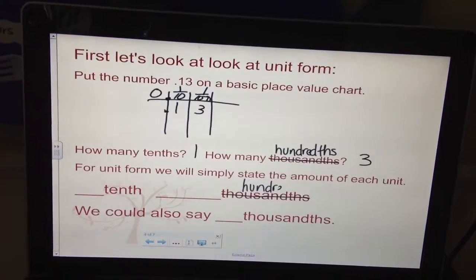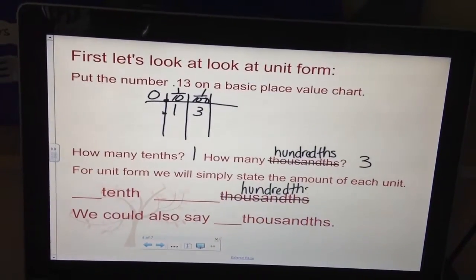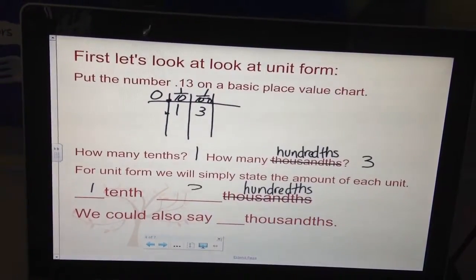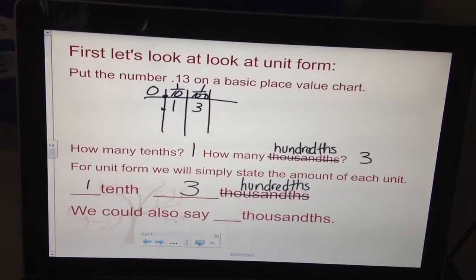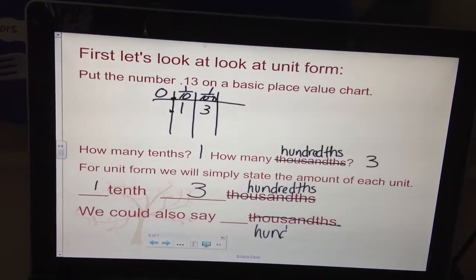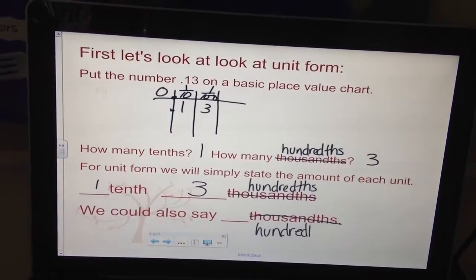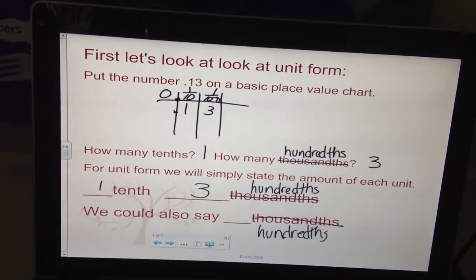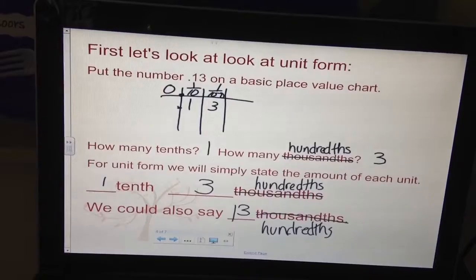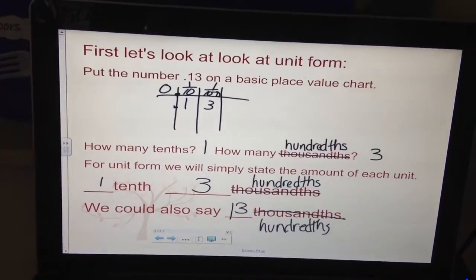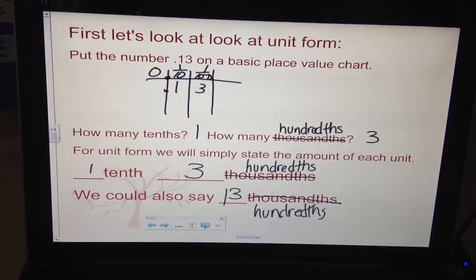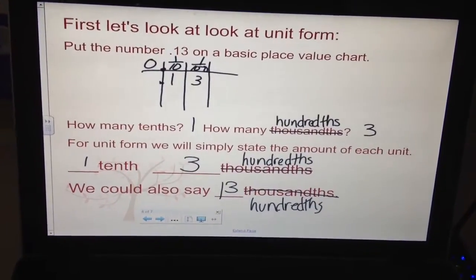So when I write unit form, I just state the amount of each unit. So I have 1 tenth and 3 hundredths. I could also say, and this is also considered unit form, because technically I do have 13 hundredths. I could also say 13 hundredths for that. Both of those are considered unit form: 1 tenth, 3 hundredths, or 13 hundredths.